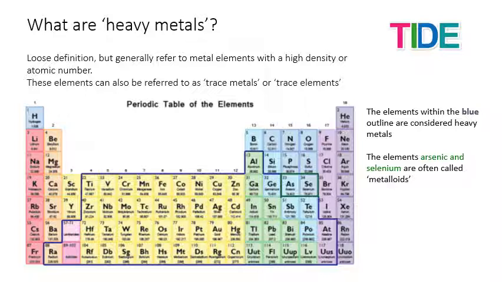Trace element and trace metal are other commonly used terms in place of heavy metals. It's worth noting that the elements arsenic and selenium are technically non-metals, but they show similar chemical behavior to metal elements and are often referred to as metalloids. And these can often cause toxicity problems in human and wildlife populations, and so they are often included in studies of heavy metal pollution.